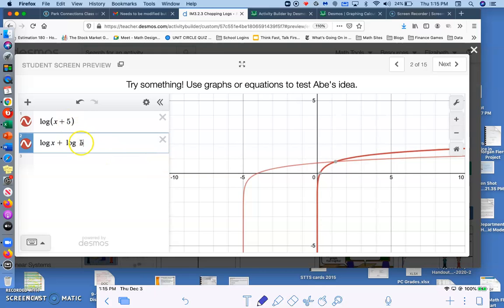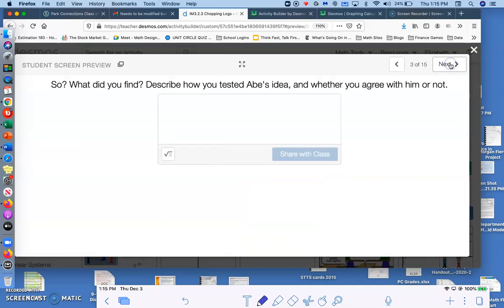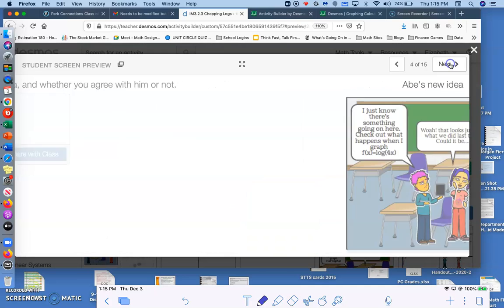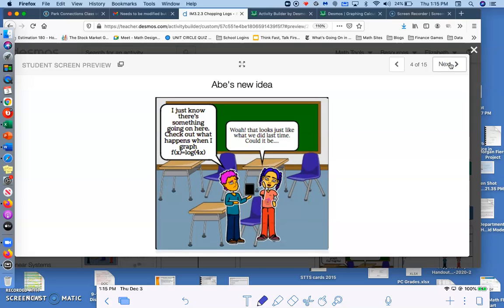By graphing it here, we see that those two expressions can't be equivalent. I definitely found that those are not equivalent. So there's something going on here.